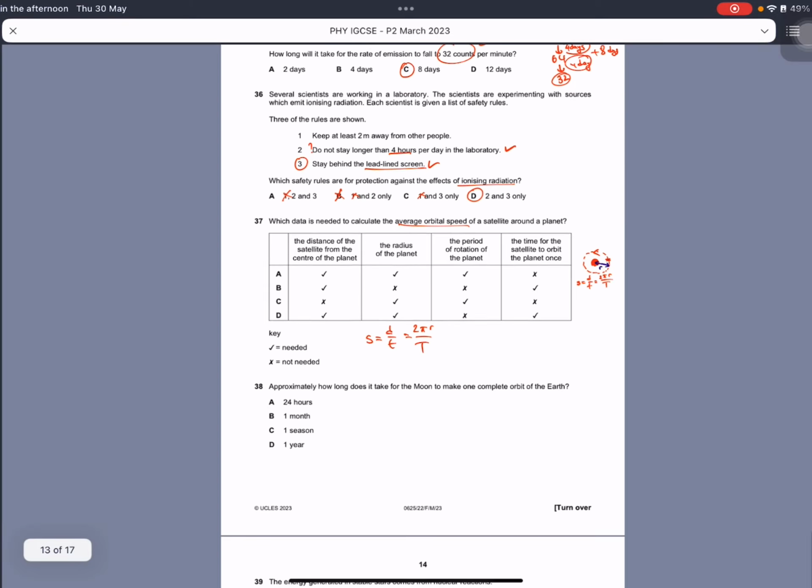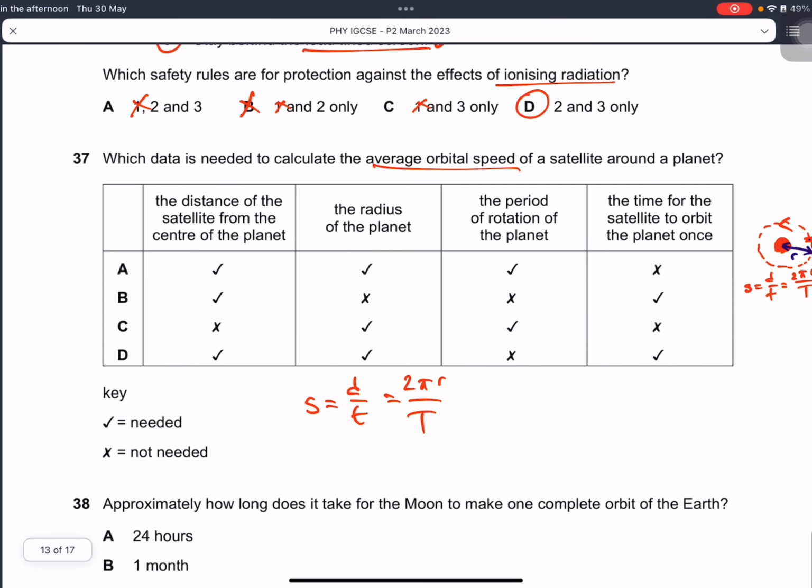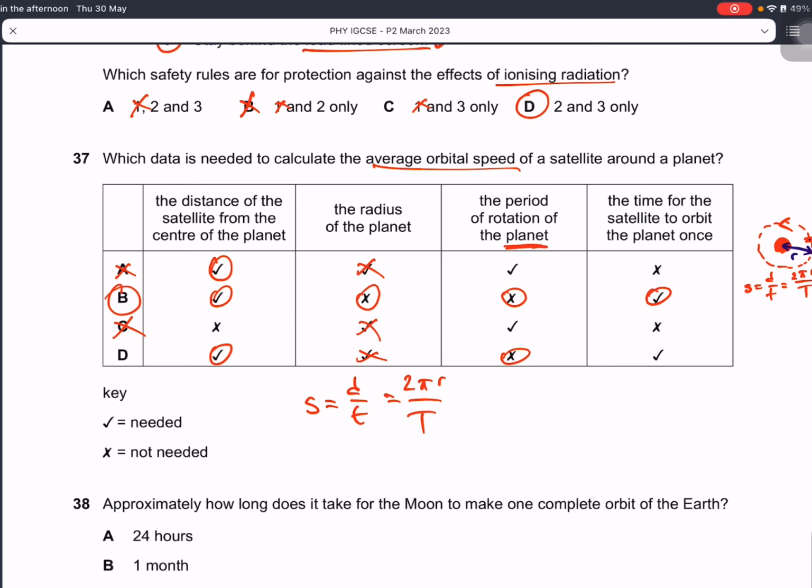Let's go over the options we have. Distance of the satellite from the center of the planet. That's correct, everyone. So C is definitely wrong here. The radius of the planet. Well, not radius, it's included already there. So this is wrong, this is wrong, well, it's already B. The period of the rotation of the planet. We're not looking for the planet, we are looking for the satellite only. So not needed, not needed. Definitely makes A and C wrong. And time for the satellite to orbit the planet once. Definitely, this is the definition of the T. Yeah, it's B, as I said.